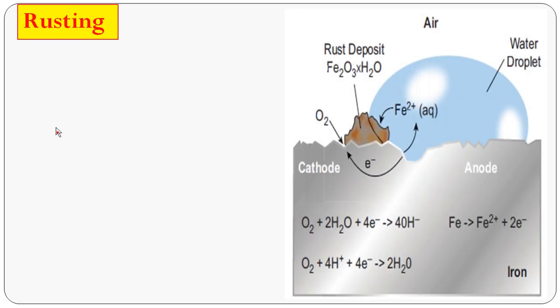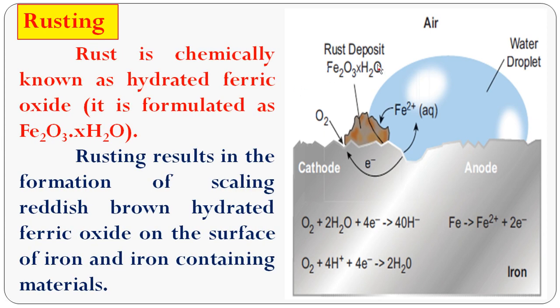Then rusting. Now you come to the picture. What do you see in the picture? Here the iron is in contact with air, water, everything. Here this iron at the anode loses 2 electrons to form Fe2+. This iron is in contact with oxygen and water, so it gains 4 electrons to form 4 OH minus.